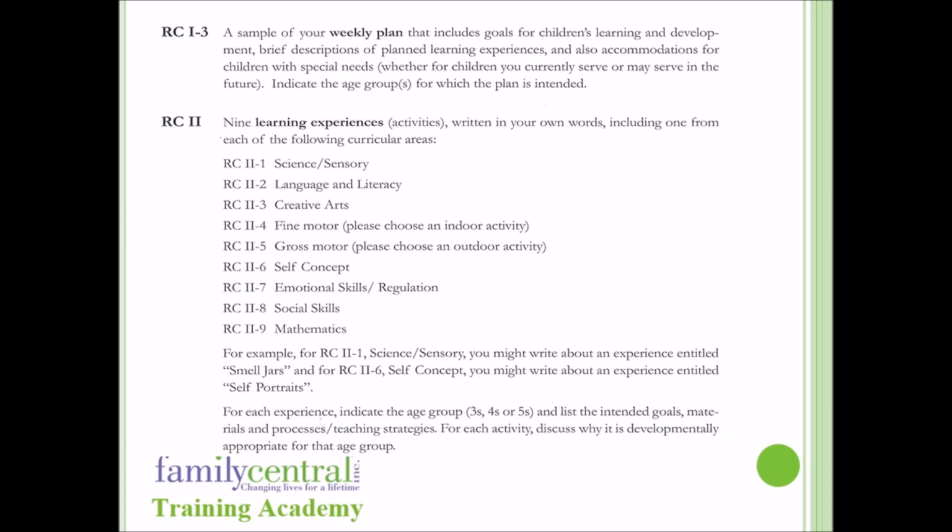Here are some examples. For RC2-1, Science Sensory, you might write about an experience entitled Smell Jars. And for RC2-6, Self-Concept, you might write about an experience entitled Self-Portrait. For each experience, indicate the age groups, such as 3s, 4s, or 5s, and list the intended goals, materials, and processes. For each activity, discuss why it is developmentally appropriate for that age group.